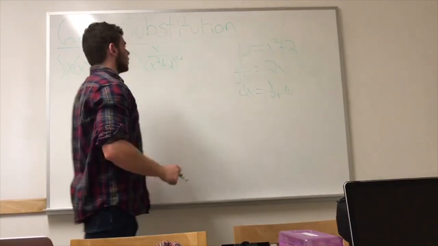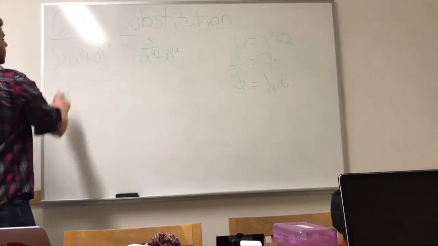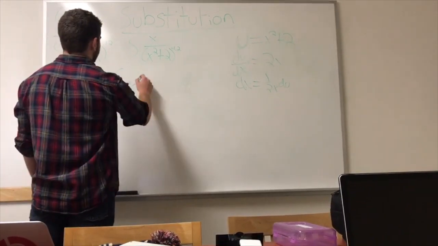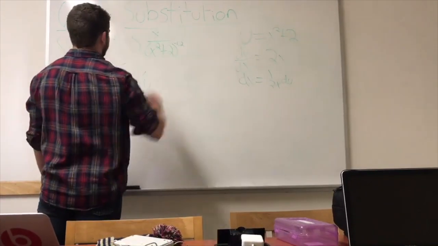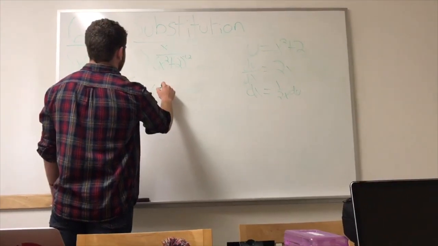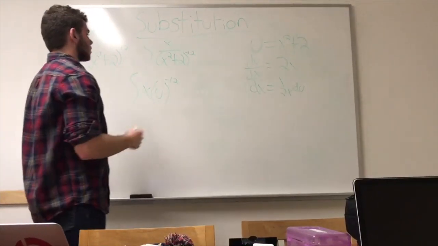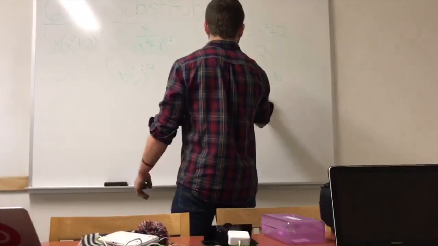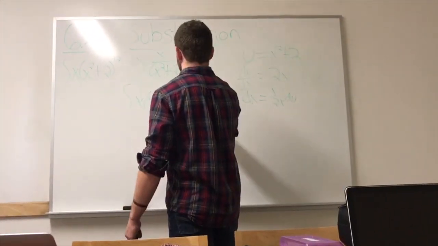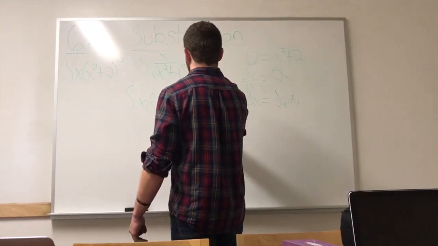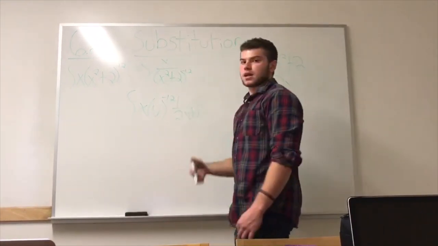Now that we have these parts, go back, use this equation. We have the integral of x, u, we're putting u in there, to the negative 1.2. And then we also have our little dx over here. So that's 1 over 2x du. And we're ready to integrate.